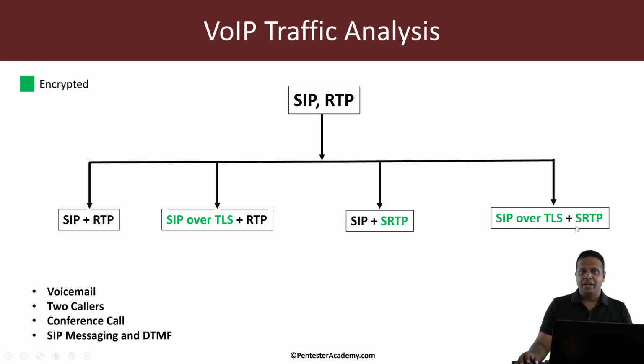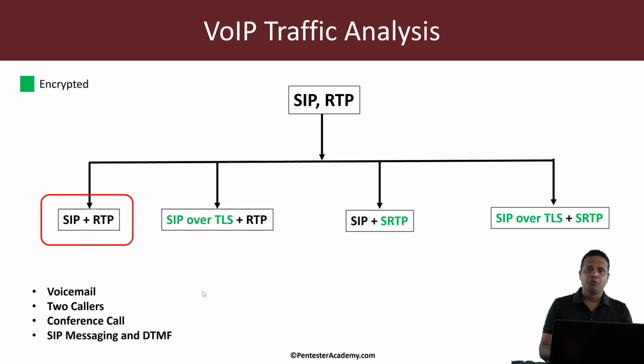Now, depending on the network, you may actually end up seeing a combination of all of these. Basically, in different networks, one network could be SIP and RTP and the other could be SIP plus SRTP. For each of these, we will also look at different samples. Wherever applicable, we'll look at voicemails, two-caller calls, conference calls, and then finally SIP messaging and DTMF.